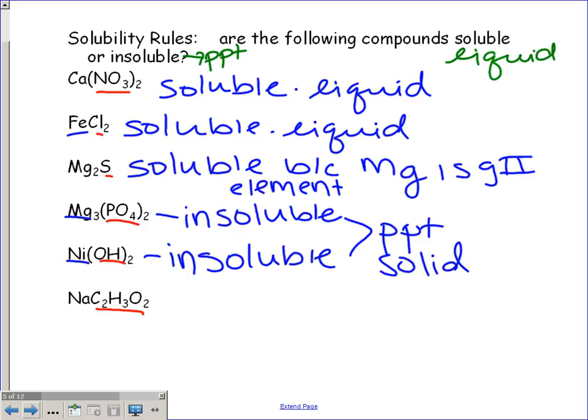Lastly is sodium acetate. So I'm going to look for acetate under one of my two columns. Acetates are listed in the first bullet under soluble. All nitrates, acetates, ammonium, and group 1 salts are soluble. So sodium acetate is a soluble compound, meaning that it stays as a liquid. It cannot be a possible precipitate. So that's our practice with the solubility rules.